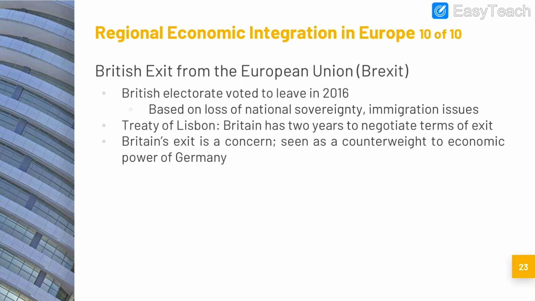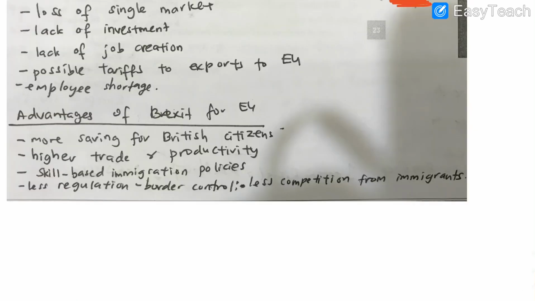So what are the advantages and disadvantages of Brexit for the EU? We go one by one. The advantages: there is more saving for British citizens, higher trade and productivity, a skill-based immigration policy, and less regulation. Also border control and less competition from immigrants.